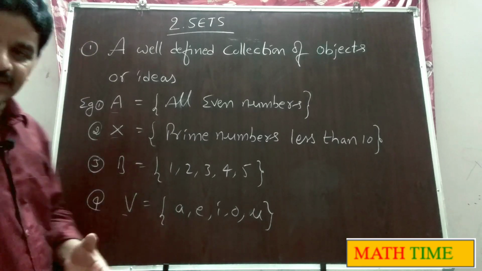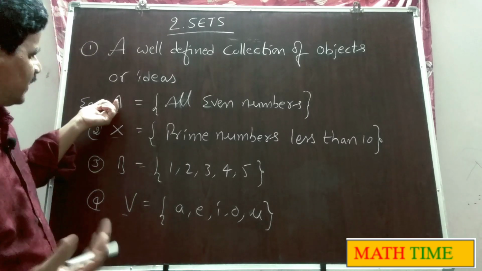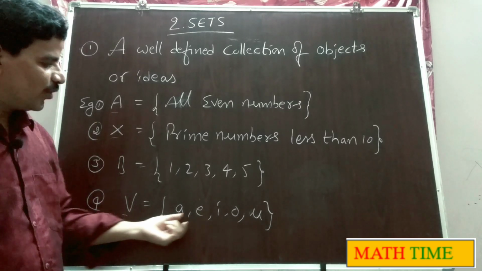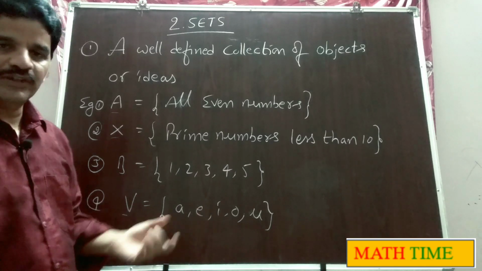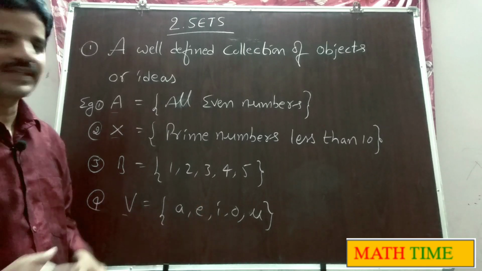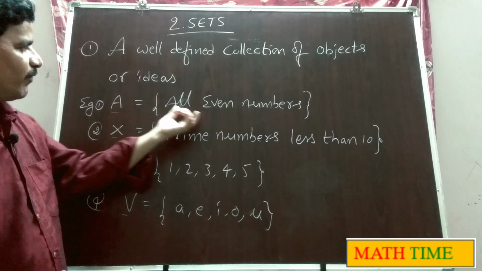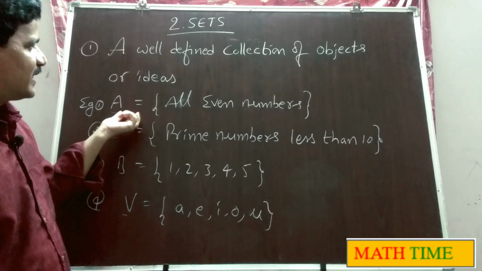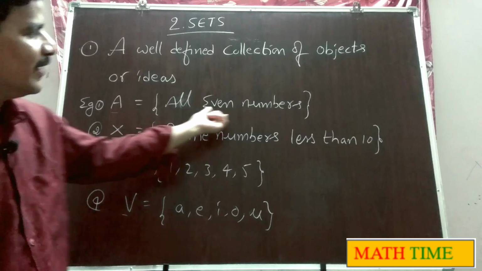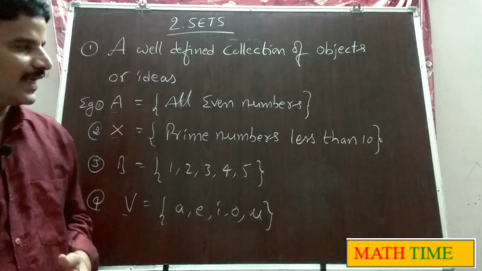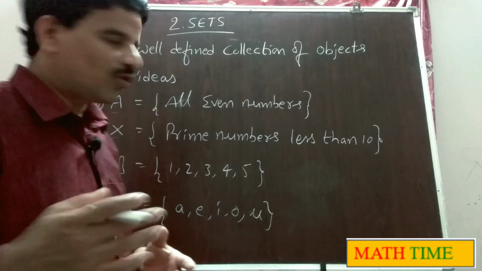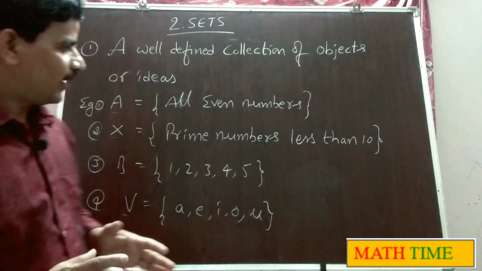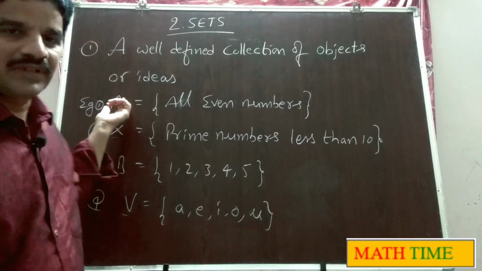So here sets are denoted by capital letters, capital A, capital B, capital X, capital Y, capital V, etc. And elements are denoted by small letters, small a, small b, small x, small y, a, e, i, o, u, etc. Example: A equal to all even numbers. Here the set is well defined because all even numbers, if I take 2, 4, 6, 8, 10, 12, etc. and so on, all are even numbers. If I take 5 or 7, those are odd numbers, they do not belong to the set A.